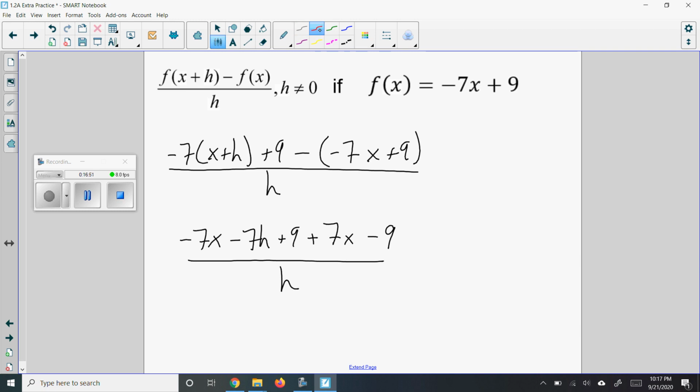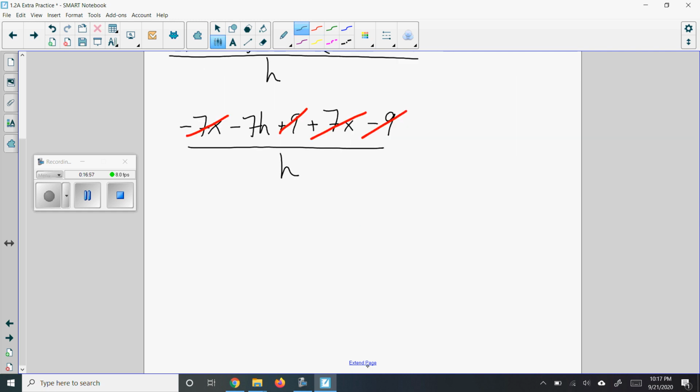Now what's going to cross out? The 7x's will cross out, and the 9's will cross out. And so what we're left with is negative 7h over h. The h's will cross out, and we're left with just negative 7. Okay, that's all.